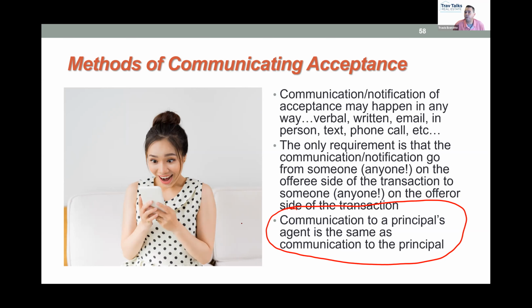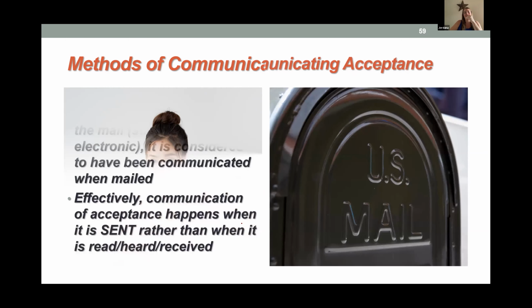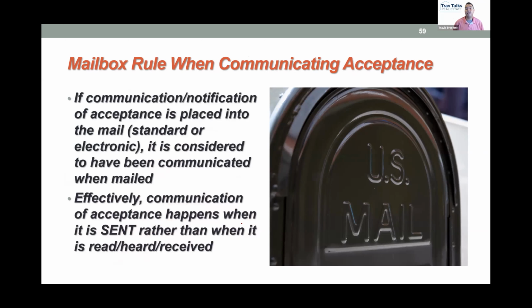So if Seth is functioning as a buyer's agent in a transaction, and we send him a text message saying your buyer's offer has been accepted, is the buyer under contract? Yes. Instantly. And by the way, does Seth even have to read the text for the buyer to be under contract? No. They just have to send it. That's where this rule comes into play. This is a very old rule, but it is still practiced today, called the mailbox rule. The mailbox rule says that when you're sending communication of acceptance, it doesn't matter when the communication is received or read. It matters when it's sent.